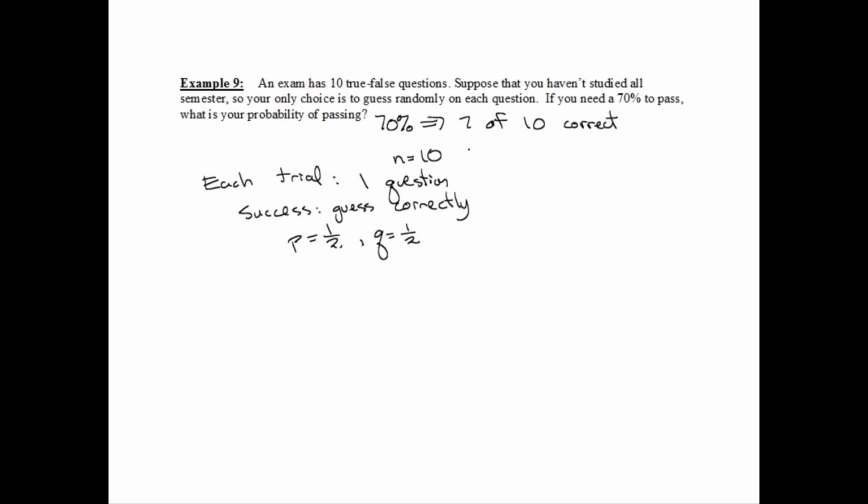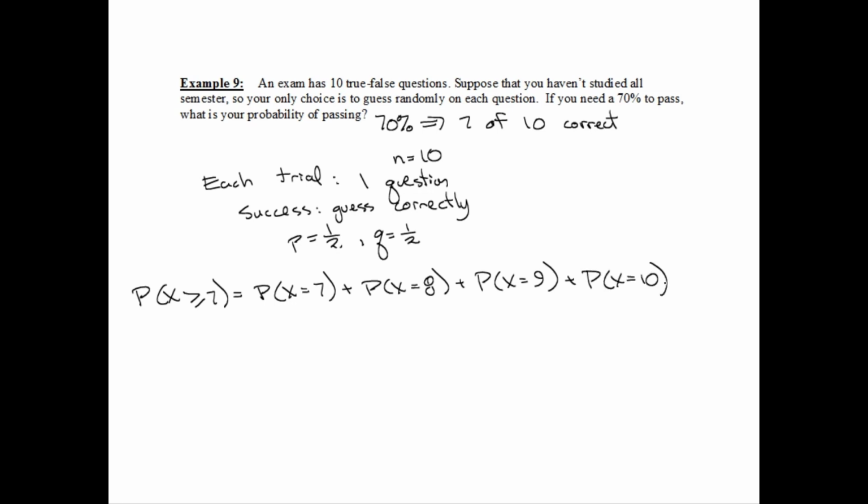So we want to calculate the probability of getting at least 7 correct. So 7, 8, 9, or 10 would be a passing score. So we're going to have a separate formula for each one. So we could have 7 correct. We could have 8. We could have 9. And we could have 10. So here we get combination 10, 7. We have 10 trials. We'll choose 7 to be correct. 1/2 to the number of successes. Then the probability of failure, which is also 1/2 to the number of failures.